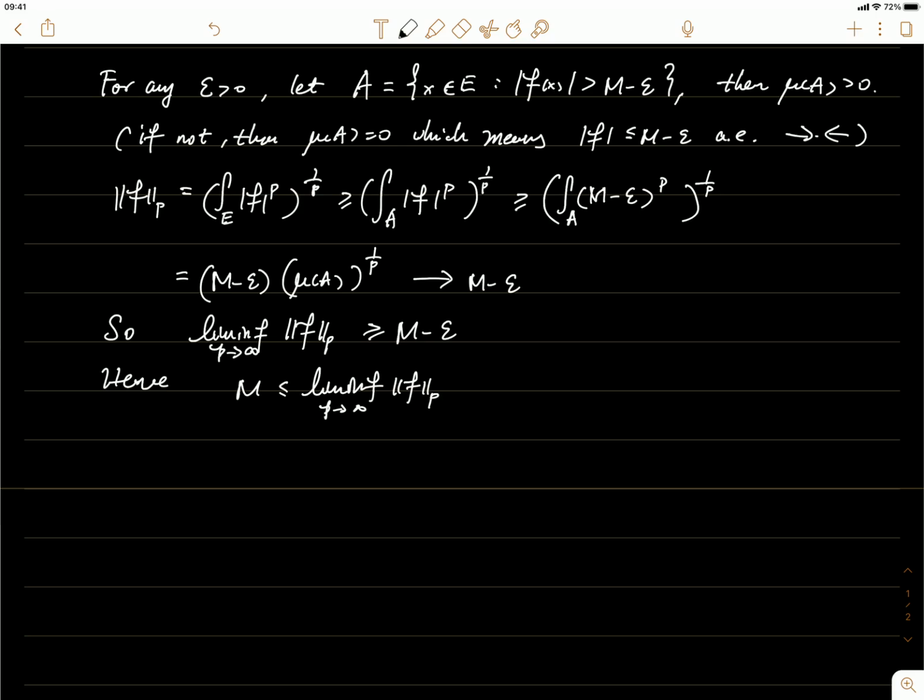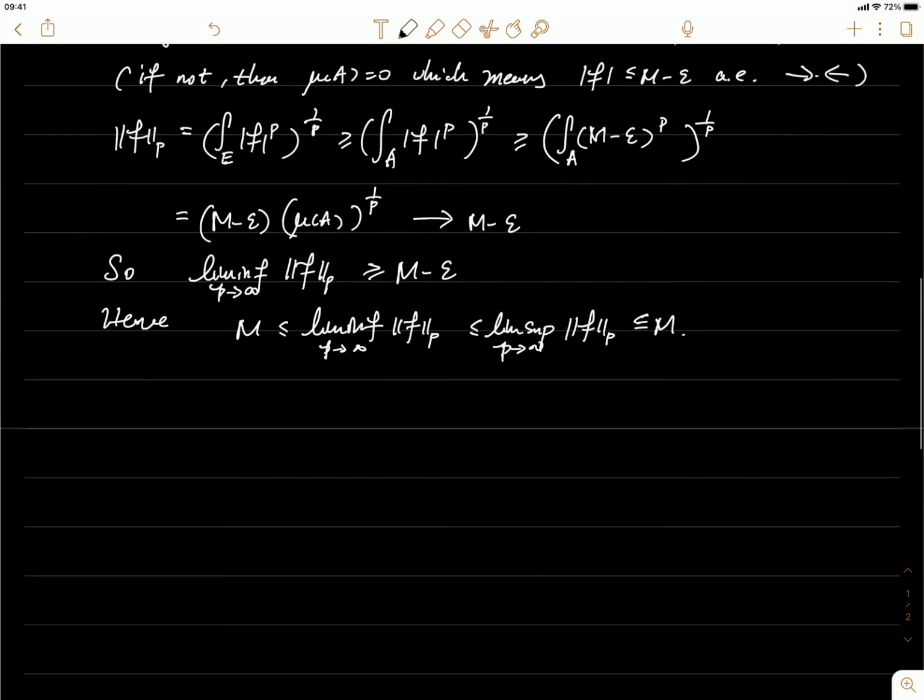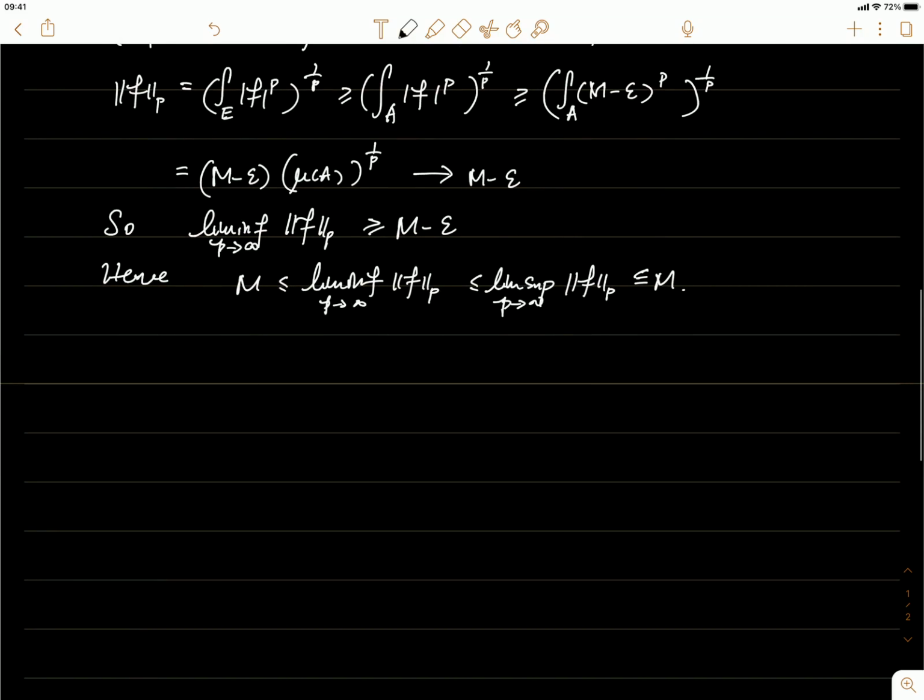So this inequality holds because epsilon is chosen arbitrarily, so this must be greater than or equal to m. On the other hand, we know that it must be smaller than or equal to the upper limit, but this is less than or equal to m. Since this is m and this is m, everything in between must be equal. That's why the limit must be equal to m. So the limit exists, and it is equal to m.